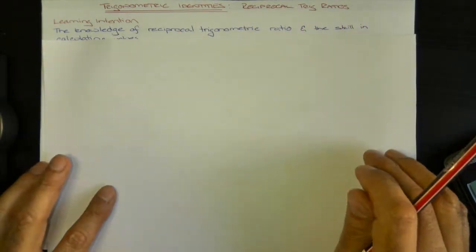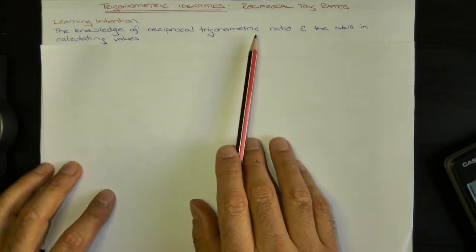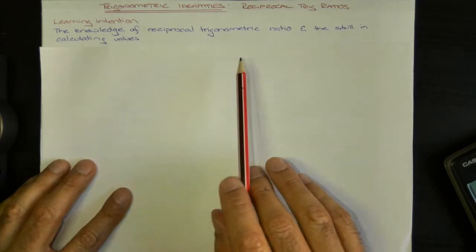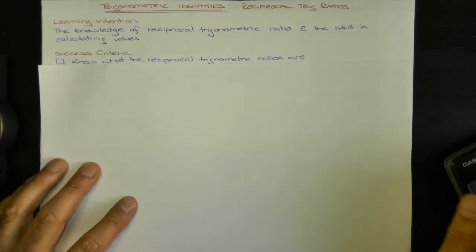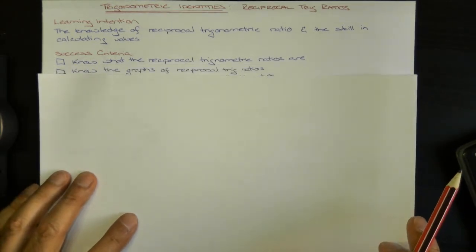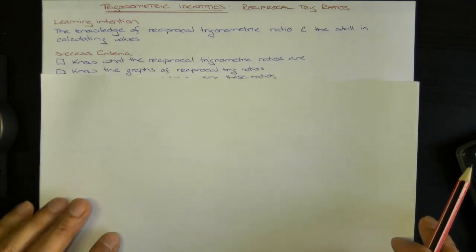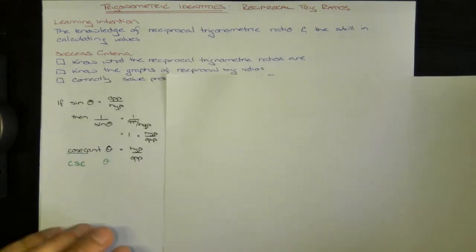So our learning intentions: we want to gain the knowledge of reciprocal trigonometric ratios and the skill in calculating values using this knowledge. We will be successful if we know what the reciprocal trigonometric ratios are, know the graphs of reciprocal trig ratios, and correctly solve problems using these ratios.